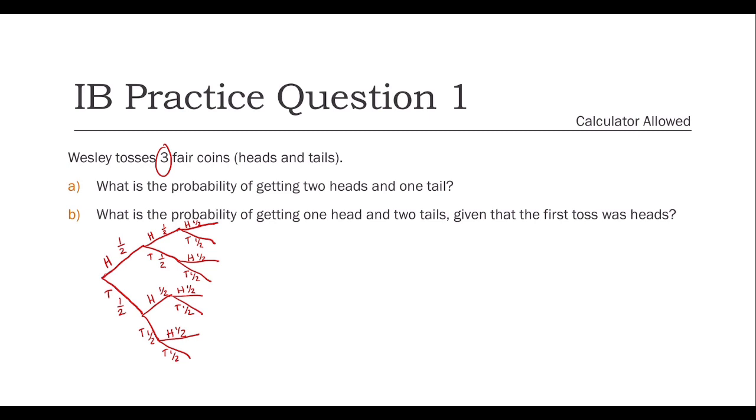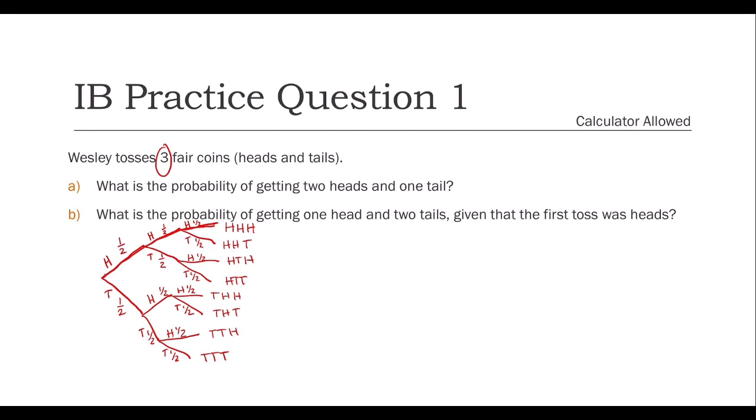So this top branch here is heads, heads, heads. The next branch is heads, heads, tails. The third is heads, tails, heads. Your fourth is heads, tails, tails. Then we have tails, heads, heads. Tails, heads, tails. Tails, tails, heads. And tails, tails, tails. So those are all of your possible outcomes.